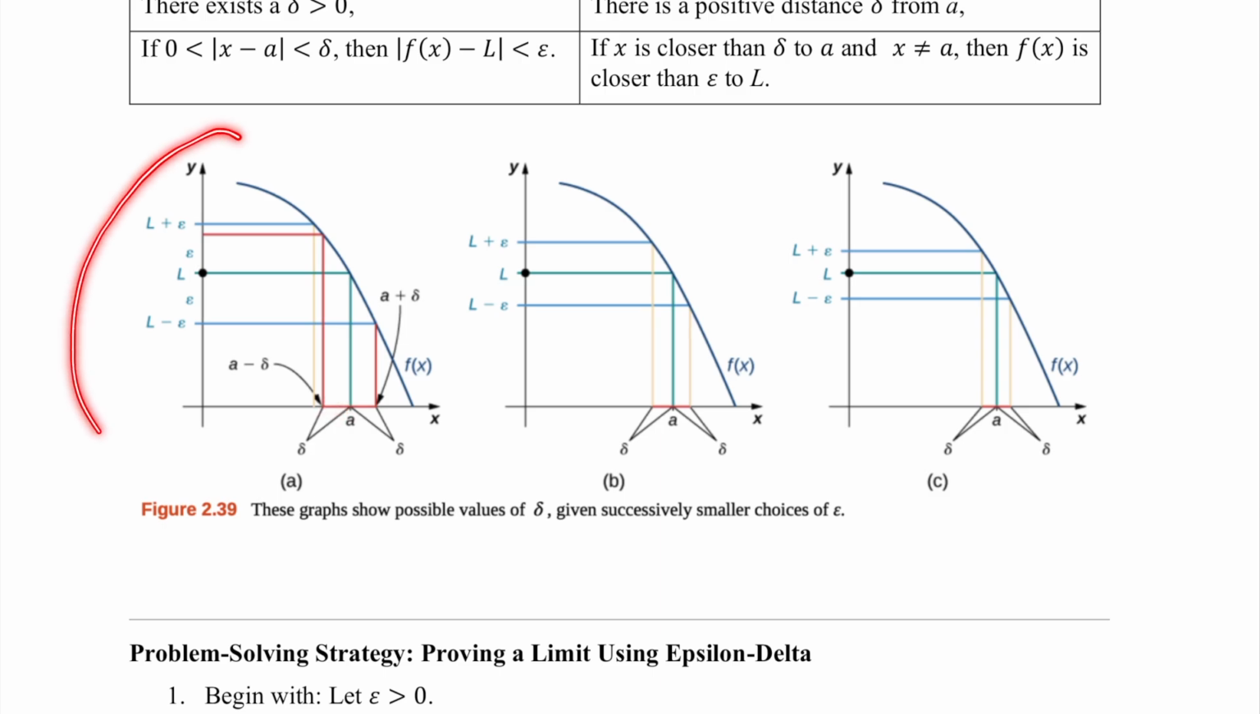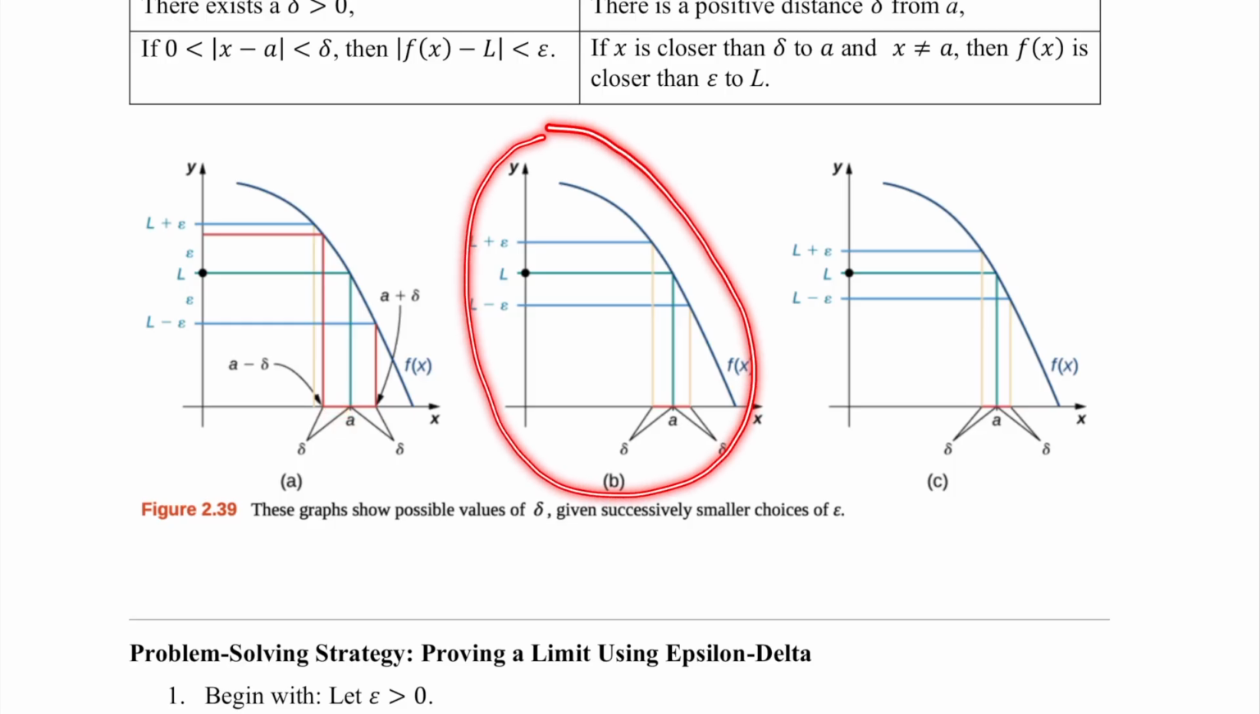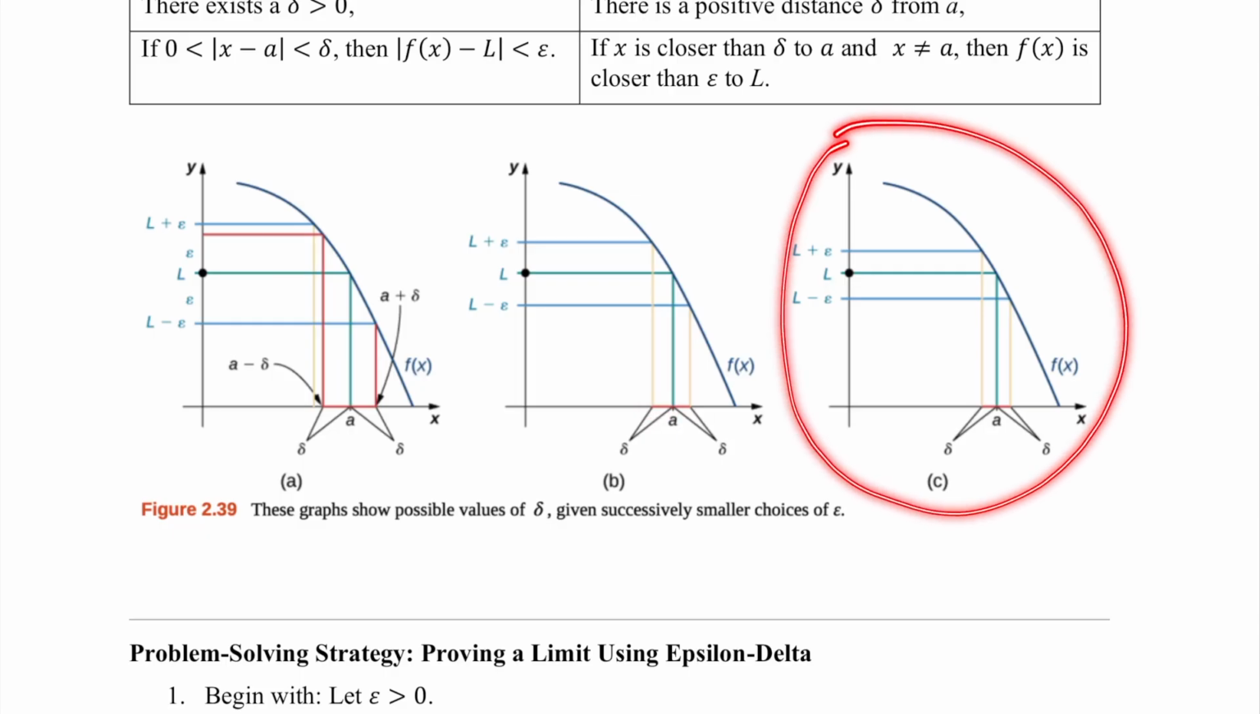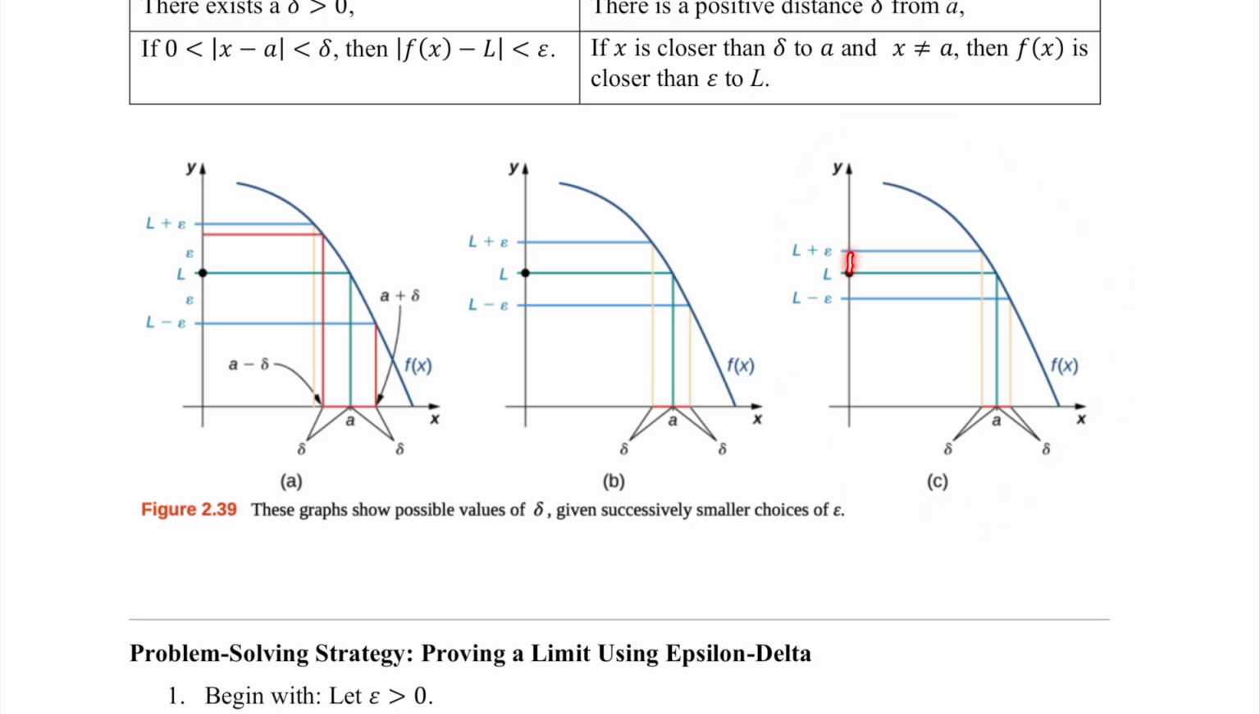In the first picture, epsilon is relatively large because the requirement is not very strict. Delta can also be large. In the second picture, epsilon is smaller. Notice that delta also becomes smaller. In the third picture, epsilon is even smaller. Then we must choose an even smaller delta.